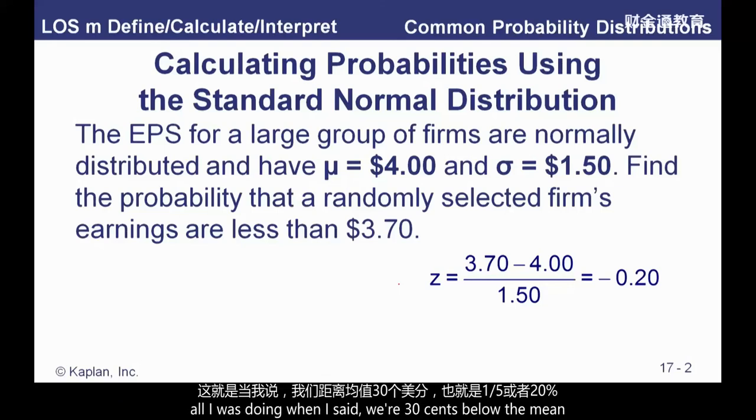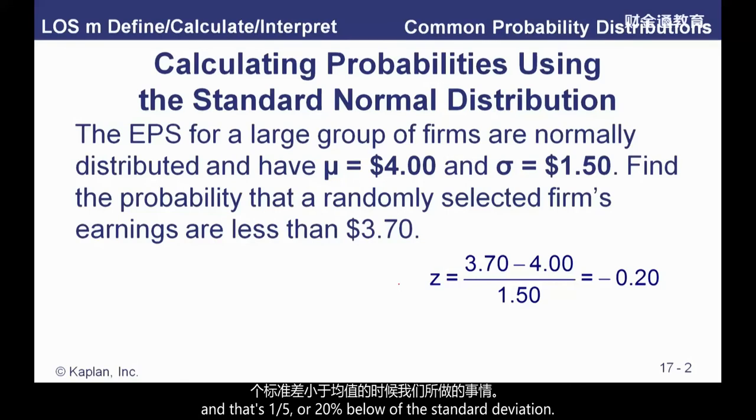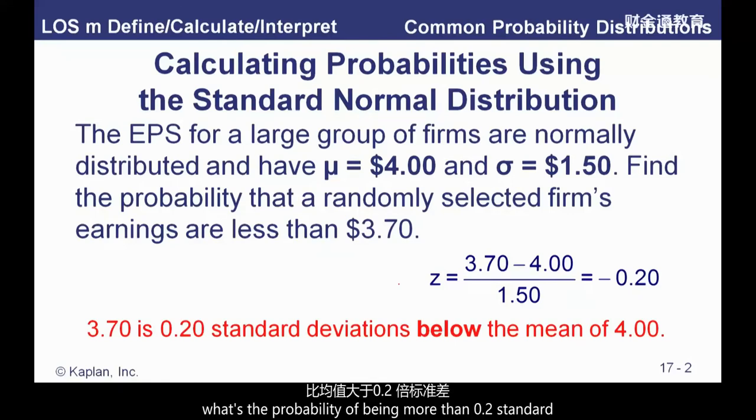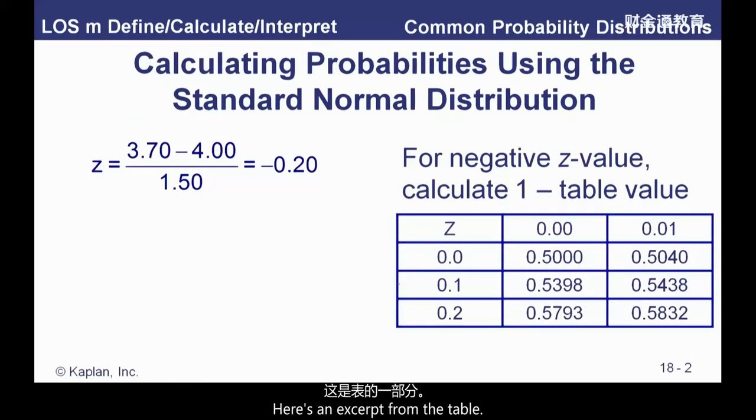That's all I was doing when I said, well, we're 30 cents below the mean, and that is 1/5 or 20% of a standard deviation. So our z statistic gives us standard deviations from the mean, and here that's minus 0.2. So now our problem is to figure out what's the probability of being more than 0.2 standard deviations below the mean. Well, here's an excerpt from the table.